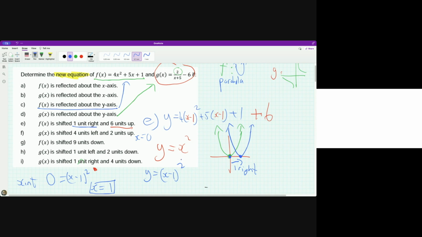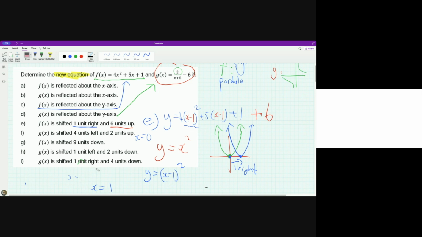So does that help you understand why, if we move to the right, we need to actually use minus in the variable there? Give me a thumbs up if that helps you understand why I was using x minus 1 here. Give me a thumbs down if it wasn't helpful. Okay.